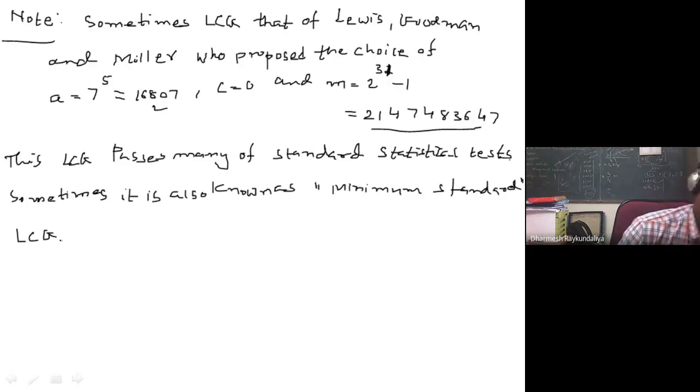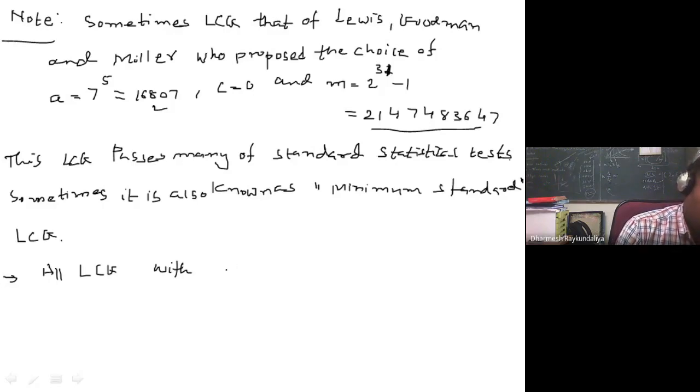Sometimes we ask for the numbers: what is the appropriate value of A suggested for the LCG? It is 16807, so the answer is 16807. So these are some notes. Various authors have studied the LCG for different combinations of A, C, and M.